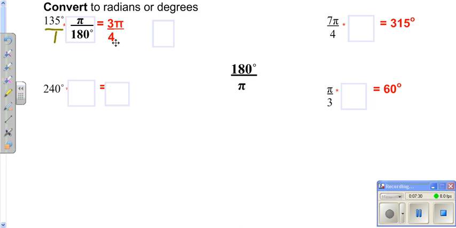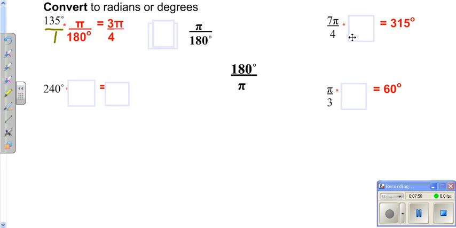You might be wondering why. Well, there's definitely a pi on the top, so we're going to have a pi on the top. Your 135 divided by 180 is 3/4. And you can always go ahead and take your calculator and go 135 divided by 180. It's going to give you 0.75, and you can always fractionize that, and you're going to get 3 over 4. Just remember you need to have a pi in your final answer on the top.